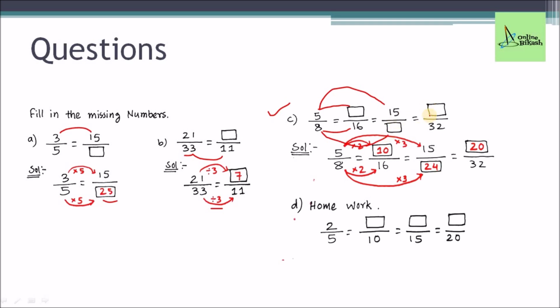Similarly, to get this one, you will find the relation between this 8 and 32. You will say 8 4s are 32. So the same thing we need to do. 5 4s are what? It is 20. Okay, so I hope you have understood this one.